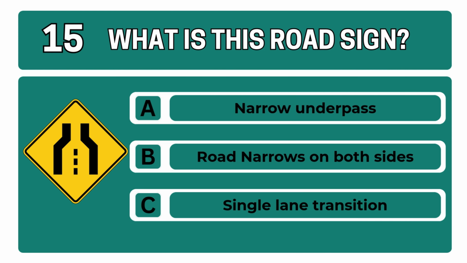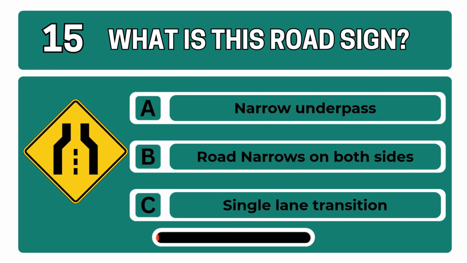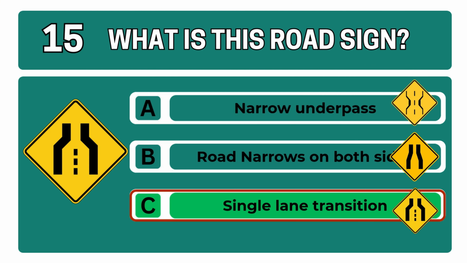Question 15. What is this road sign? A. Narrow underpass. B. Road narrows on both sides. C. Single lane transition. The answer is C. Single lane transition.